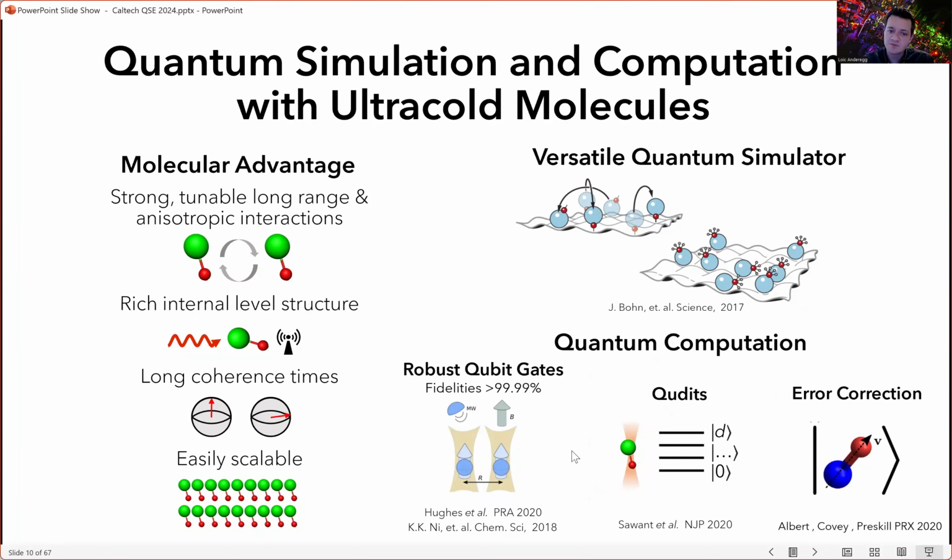Additionally, molecules, because of their rich internal level structure, could also be used not just as qubits, but as qudits, basically making use of this higher dimensional Hilbert space that you have available. And finally, they've also been shown to be quite useful for a wide range of quantum error correction protocols.